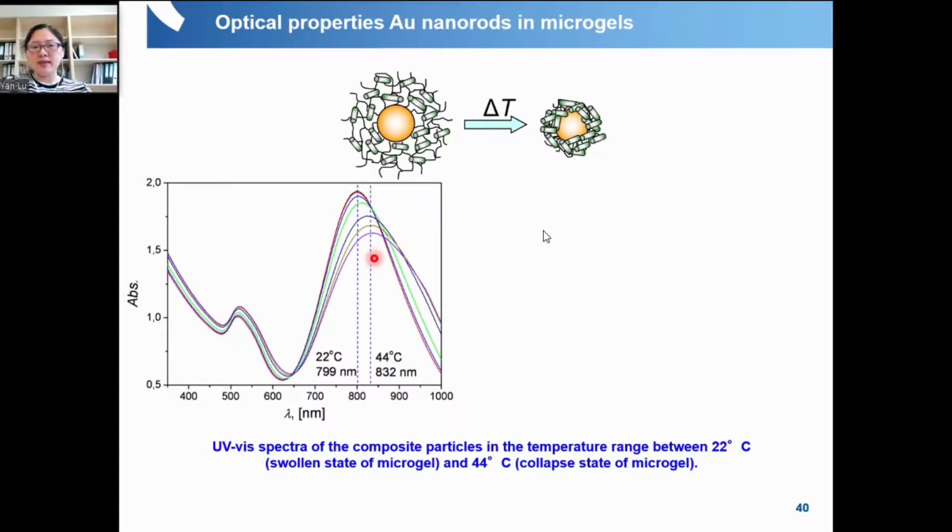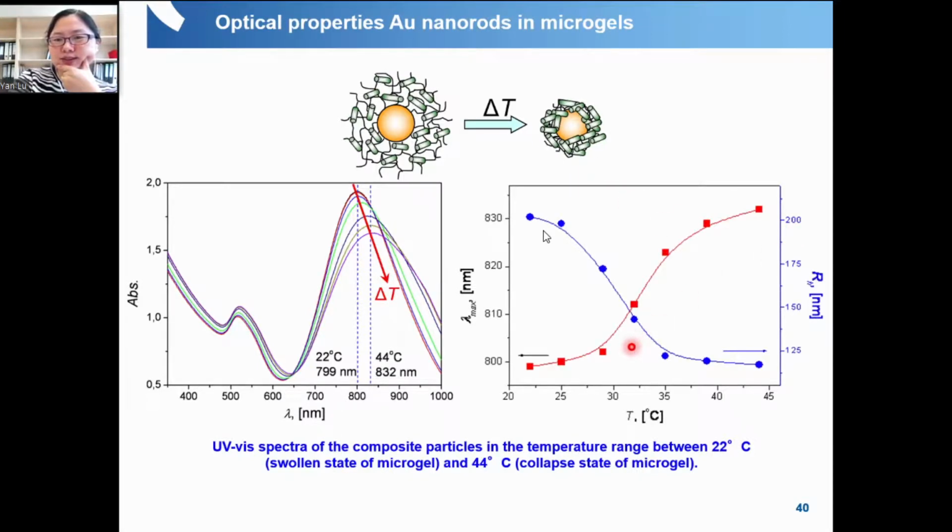And interestingly, when you measure this UV spectroscopy as a function of temperature, you will see there's an obvious red shift of this longitudinal surface plasmon absorption band. So from room temperature, you have the absorption at around 800 nanometer. And when we increase the temperature to 34 degrees Celsius, you have more than 30 nanometer shift of this band. You see a very nice shift.